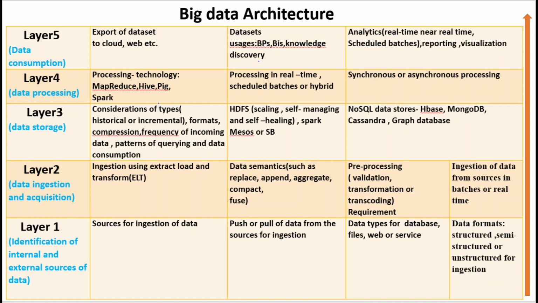Layer 1. First we are identifying whether the given source of data is internal or external. Their corresponding functions are sources for ingestion of data. Here ingestion is nothing but loading. First we are loading the data and then pushing the source from layer 1 to layer 2 or pulling the source from layer 2 to layer 1 for loading the data.